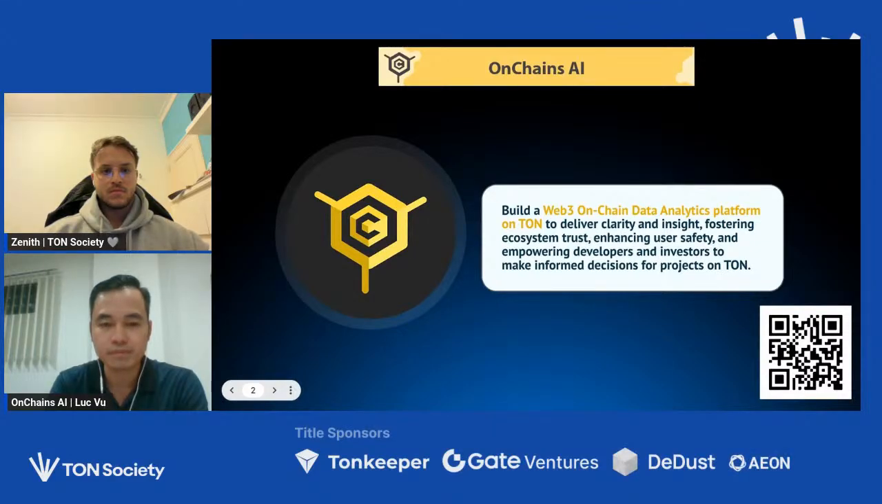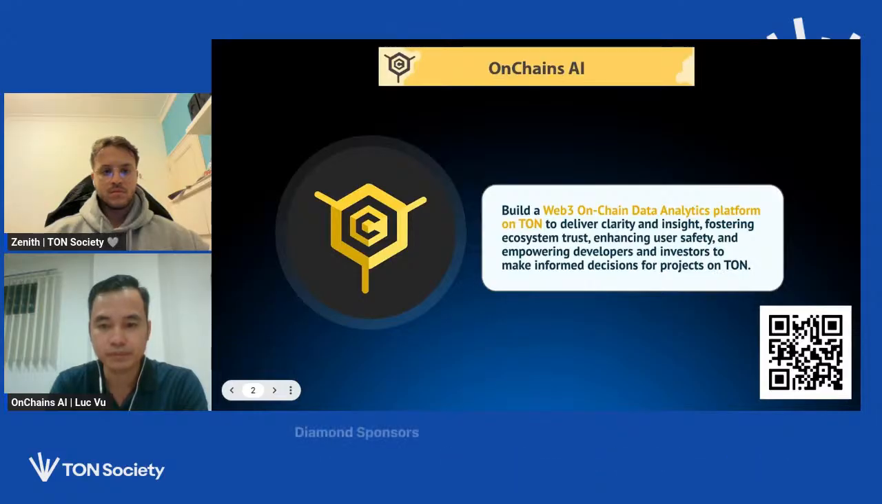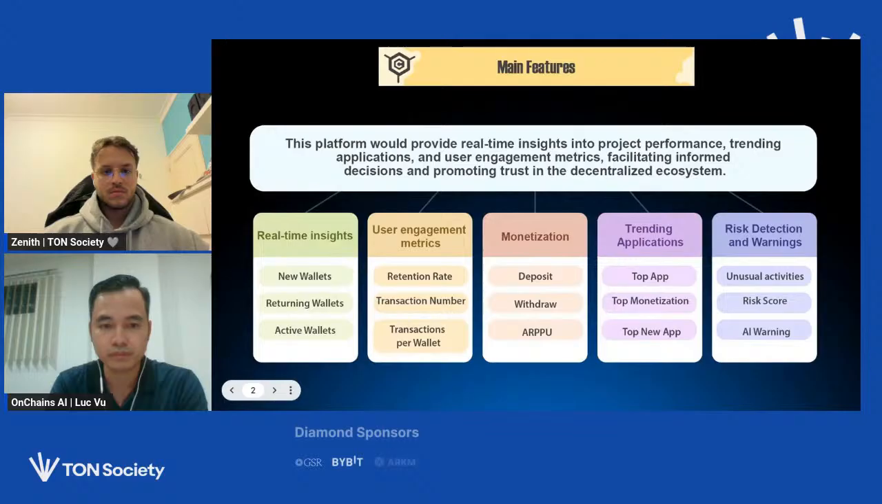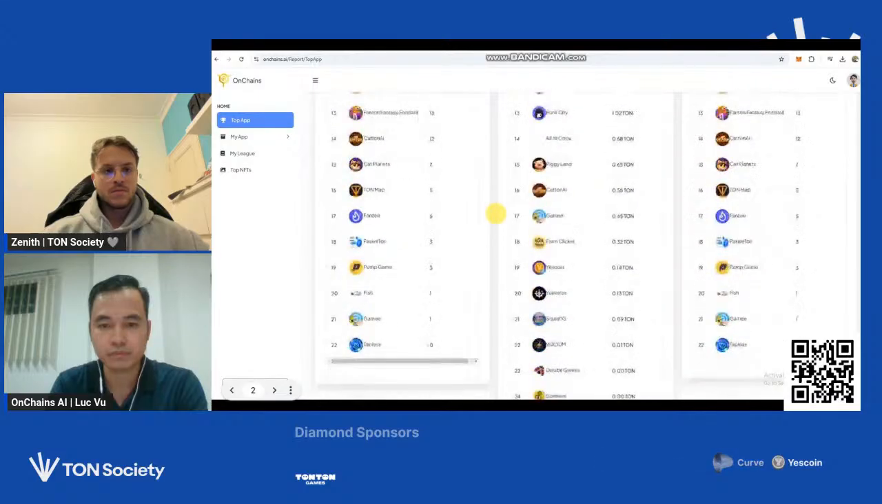We build a Web3 on-chain data analytics platform on Ton to deliver clarity and insight, fostering ecosystem trust, enhancing user safety, and empowering developers and investors to make informed decisions for projects on Ton. This platform focuses on analyzing key aspects of an on-chain project on Ton, including real-time data on active wallets, user engagement metrics such as retention, transaction volume, monetization metrics like ARPPU, trending apps based on analytics, and detecting unusual activities based on AI models. Now, you can see our project demo.